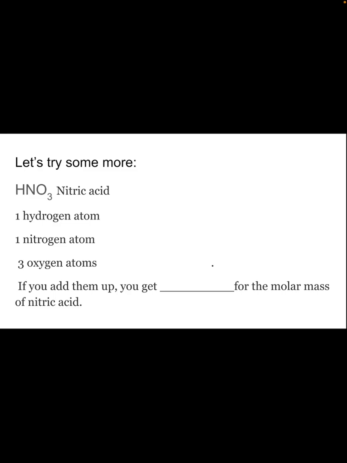Okay, let's do this one. So I have nitric acid, HNO3. This tells me that I have 1 hydrogen, I have 1 nitrogen, but I have 3 oxygens. So I would go to the periodic table and find my mass of hydrogen, find my mass of nitrogen, and then make sure you multiply your oxygen times 3. So here's my numbers. And add up all those, and you get the molar mass of nitric acid. So it's just the sum of the mass of each element.